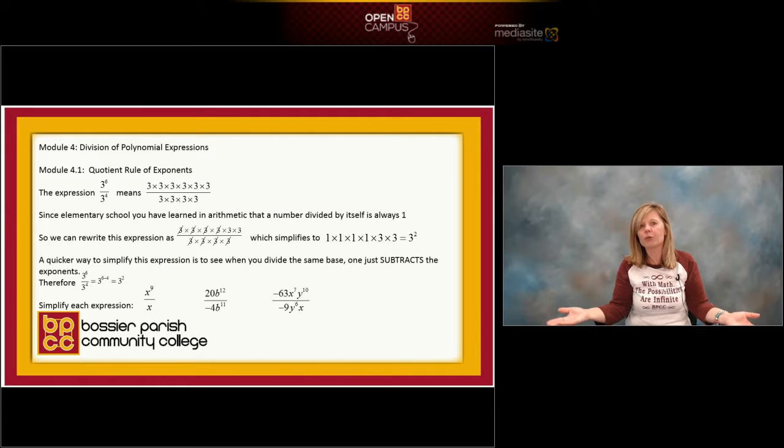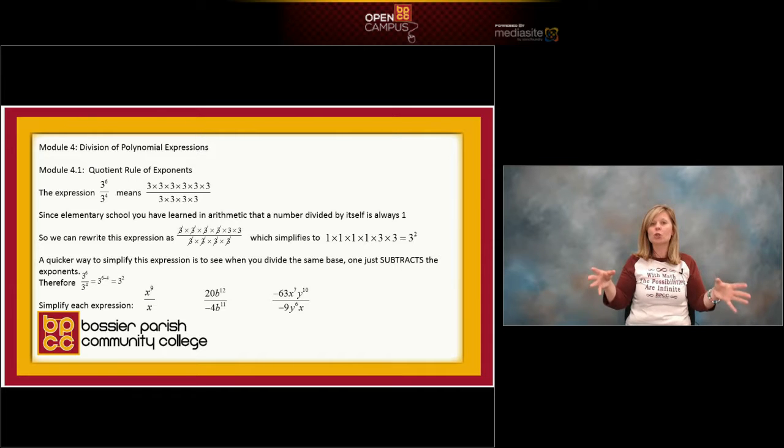And then we all know 3 squared, the value of that would be 9. So we have a basic rule. This is called the quotient rule of exponents. When we divide the same base, we subtract the exponents.